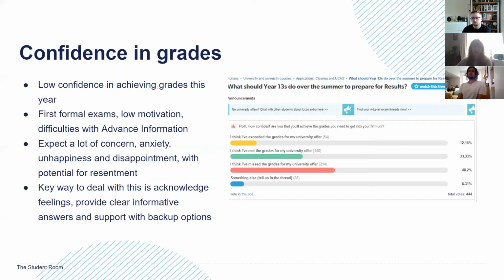So there has been a lot of concern around how they're going to achieve the grades that they feel that they need. There is, as expected, going to be quite a lot of disappointment and unhappiness surrounding results day, with UCAS also saying that they're expecting this from students potentially missing out on grades. Grade boundaries will be a huge topic of conversation this year. I'll go more into that in a moment. And the potential for some resentment as well towards the system and how they feel like it has worked out for them this year. So a key way to deal with this is to really acknowledge their feelings. It has been an incredibly stressful and difficult time, and we need to provide them with clear, informative answers quickly and support with backup options.